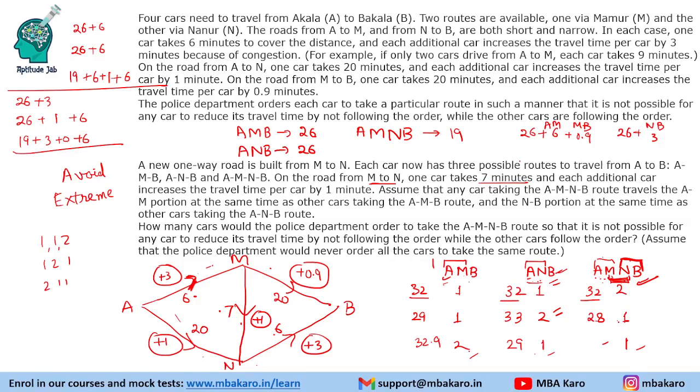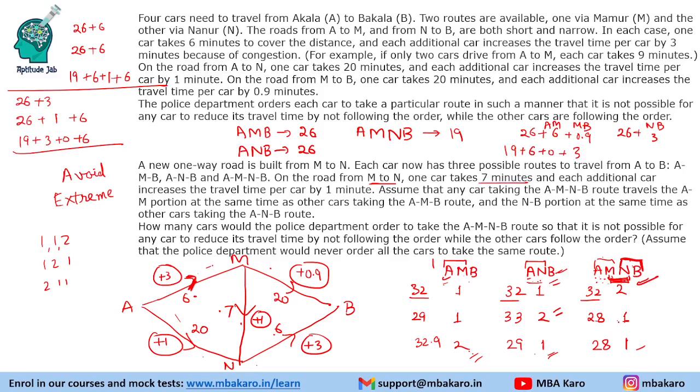And AM and B, the normal time is 19 minutes. In the route AM, it is experiencing 2 more cars. So 6 minutes here. In the part MN, it is not experiencing any car. And in NB, it has 1 more car. So it will take 3 more minutes here. So a total of 28 minutes. So these are the 3 scenarios that we will get.